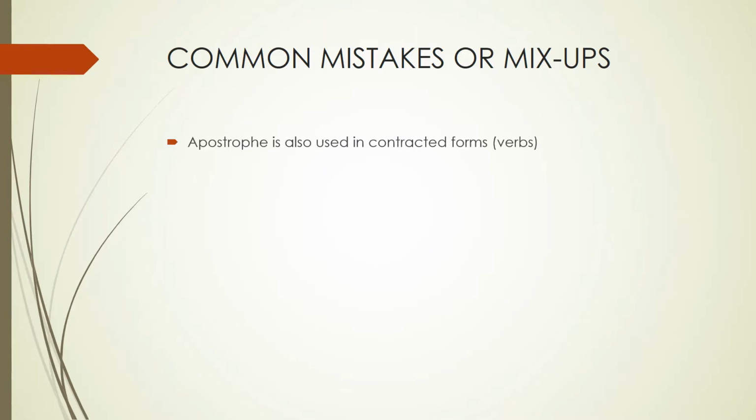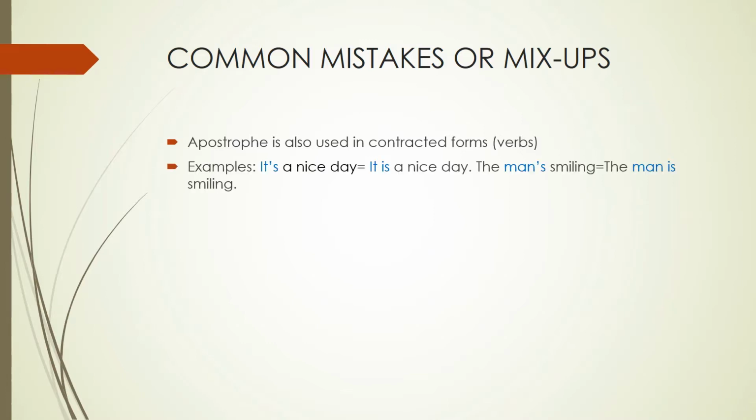Another common mistake could be that the apostrophe is also used in contracted forms of the verb. Examples: in oral English we say it's a nice day, which in formal English should be written it is a nice day. The same, the man's smiling, which in formal English is the man is smiling.